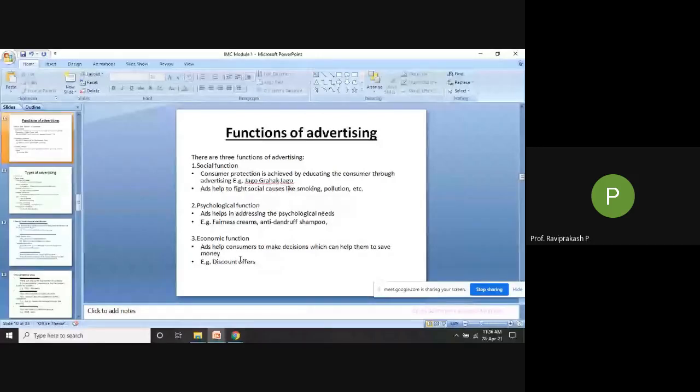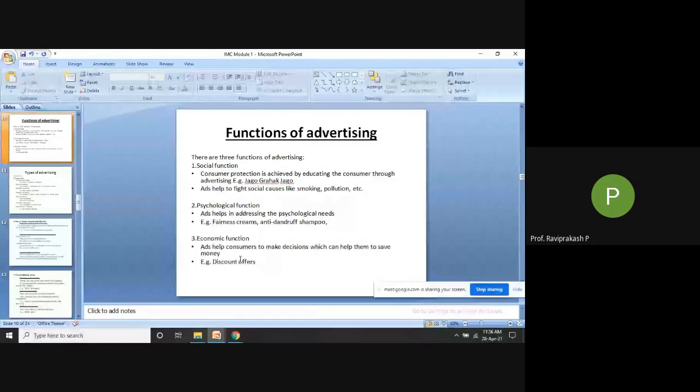Okay, next is psychological function. Ads help in addressing the psychological needs. Example, fairness, anti-dandruff.